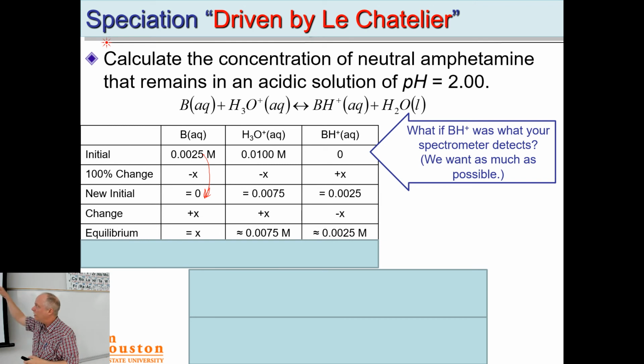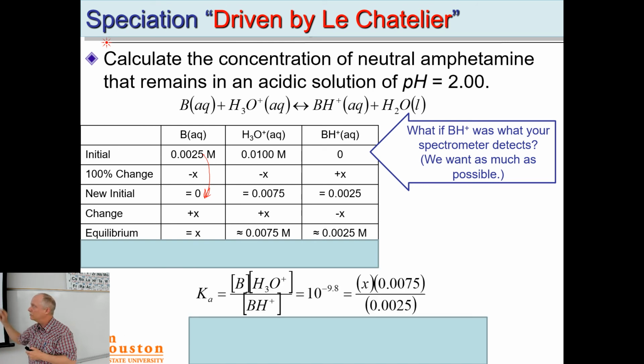We have that 25 minus x. x is so tiny we don't notice any gone. And the 0.0075 plus x, x is so tiny, it's insignificant. But 0 plus x, anything plus 0 is significant. And so we have just one x in our equation. We have Ka, 10 to the minus 9.8, equal to x times 0.75 over 25, and we can solve for x.